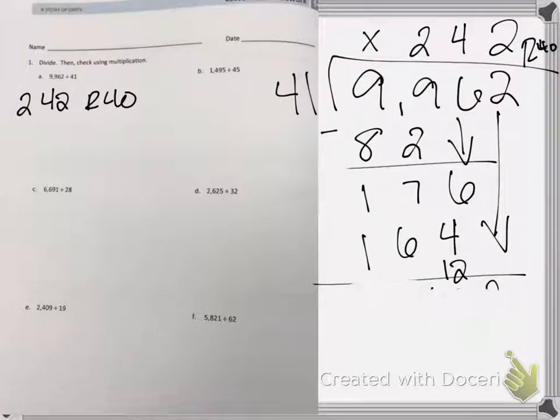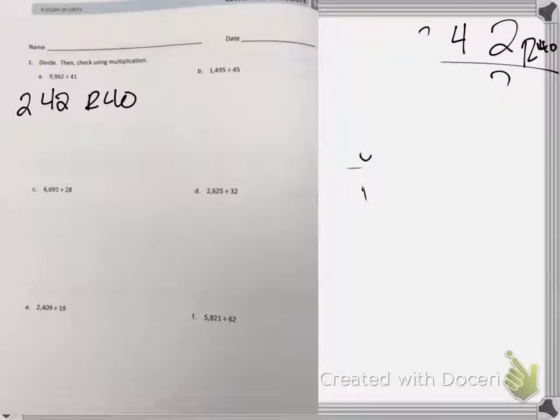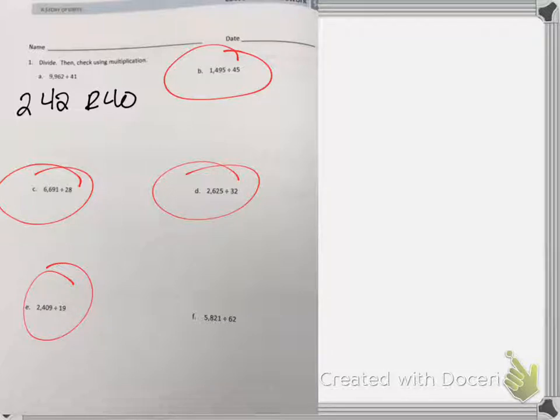I'm going to do one more. Let me see if there's a good one that I would like to do. I'm going to leave you with B. C is a good one. I'm trying to see if there's a tricky one in here. There's really not. I guess I'm going to do F. So B, C, D, and E. Only 4 problems that you have to do over the weekend. Not too bad. So I'm going to do F.